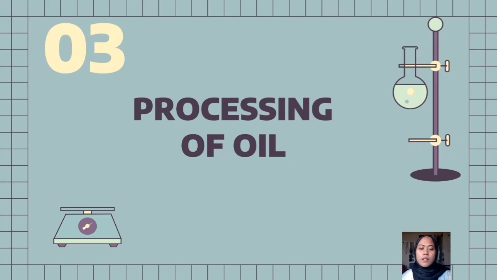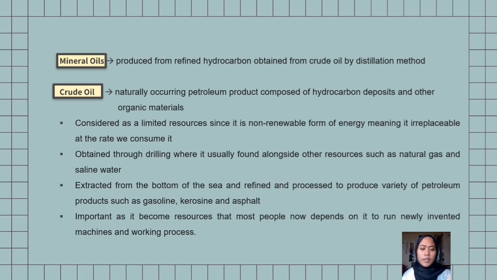So next, I'll continue to present about the processing of oils, specifically mineral oils. Mineral oil is produced from refined hydrocarbon obtained from crude oil by the distillation method. So what is crude oil? Crude oil is a naturally occurring petroleum product composed of hydrocarbon deposits and other organic materials. It is considered a limited resource since it is a non-renewable form of energy, which means it is irreplaceable at the rate we consume it.